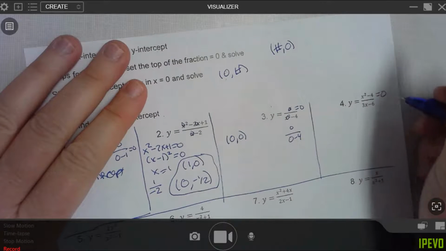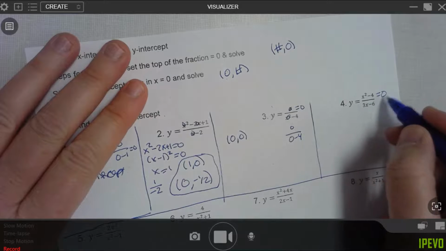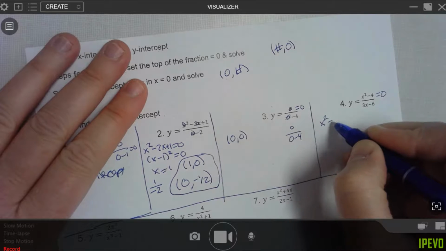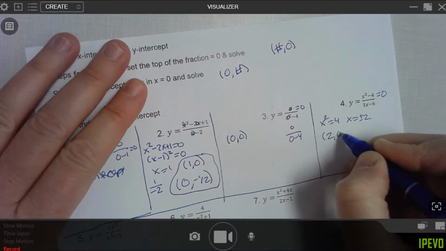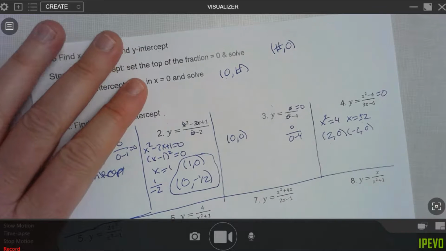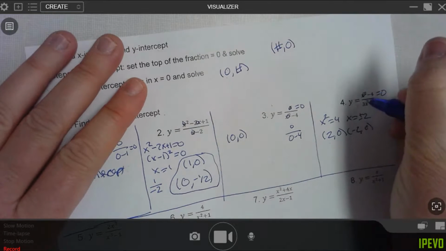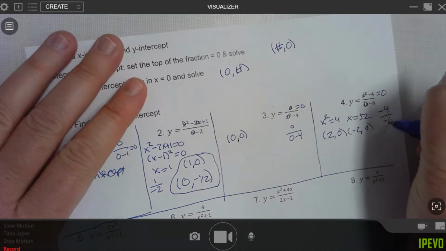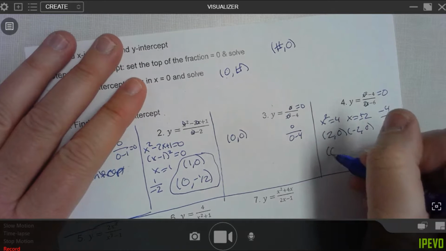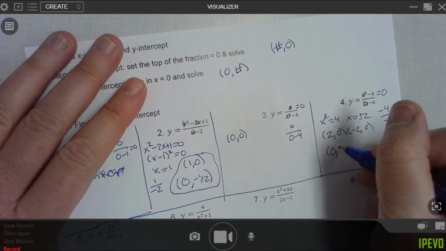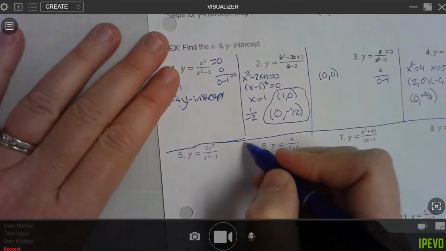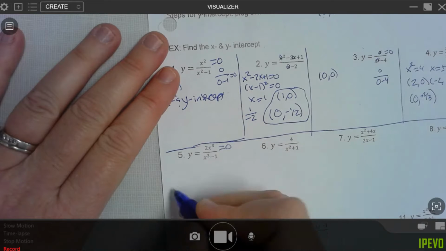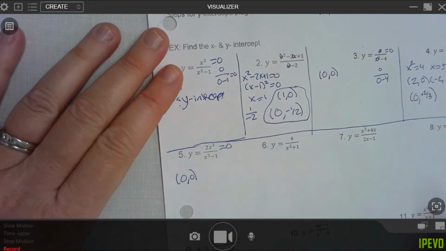All right, so hopefully you paused and tried 4 and 5 on your own. So to set this equal to 0, we get x squared equals 4, so x equals plus or minus 2. So I have 2 x-intercepts this time, and then plug in 0 for my x's. I get negative 4 over negative 6. So my y is (0, 2/3). Then for this one here, set the top equal to 0. I get (0, 0), which makes the bottom automatically 0, 0, 2.